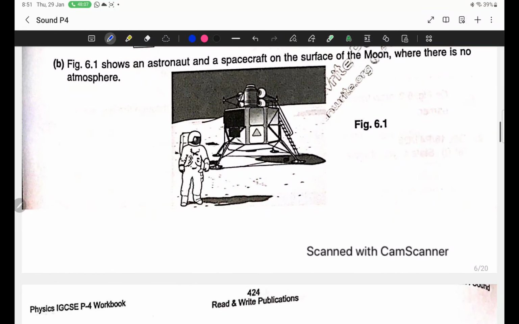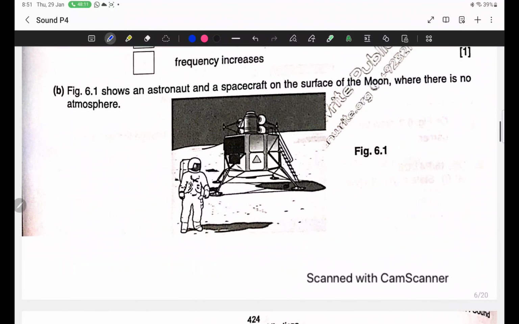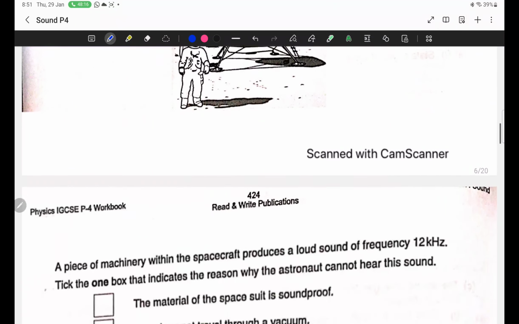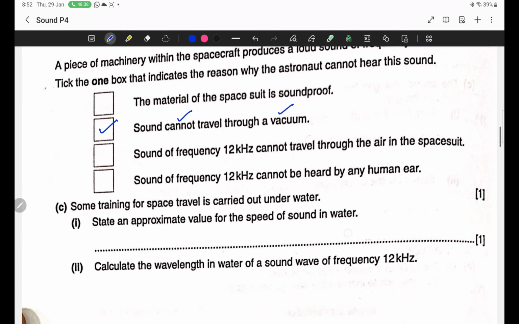And now a person is walking on the moon. And the question is, there is no sound on the moon. What is the reason there is no sound on the moon? So the answer is, sir, sound cannot travel through vacuum. There is no atmosphere around the moon. So sound cannot travel through vacuum. Very simple question.